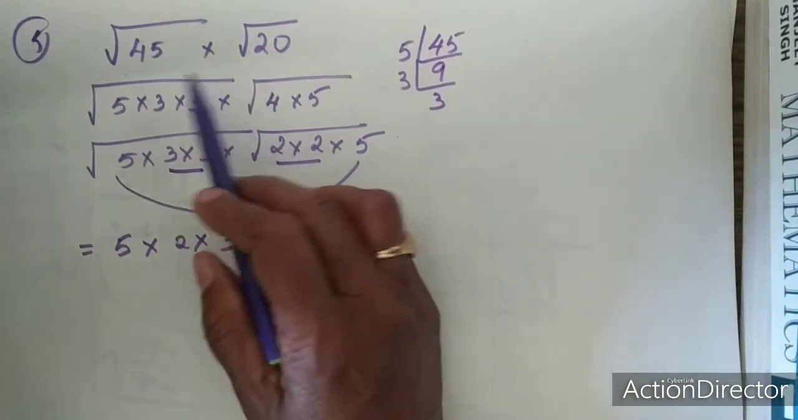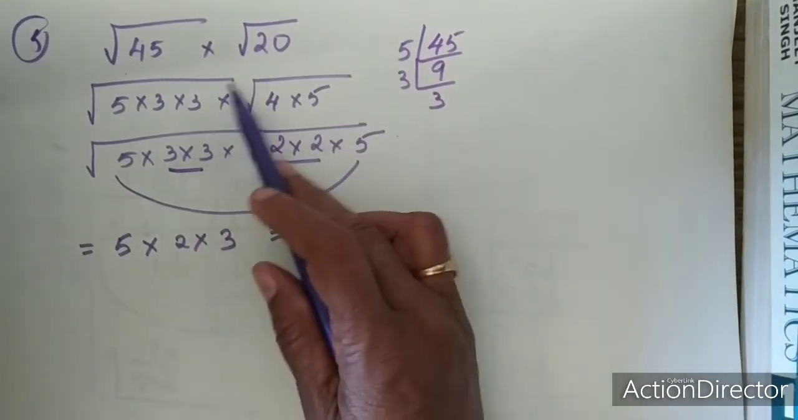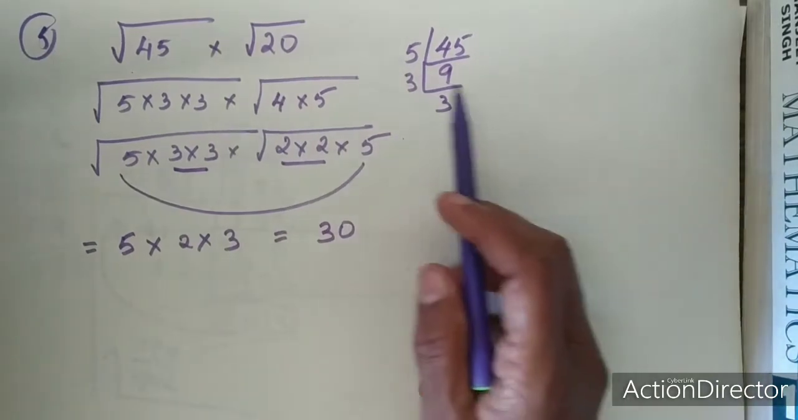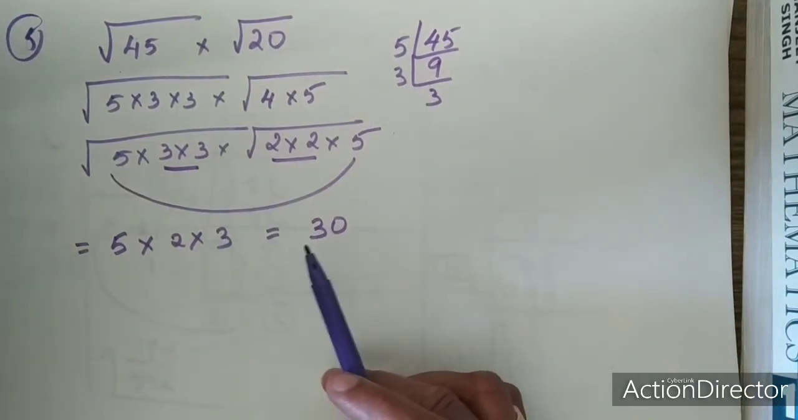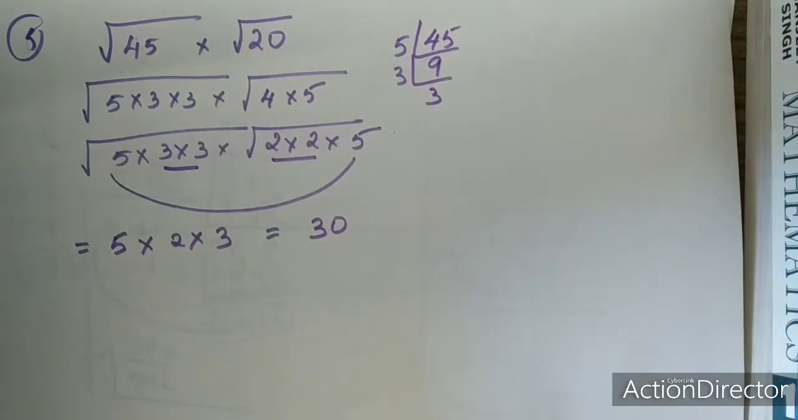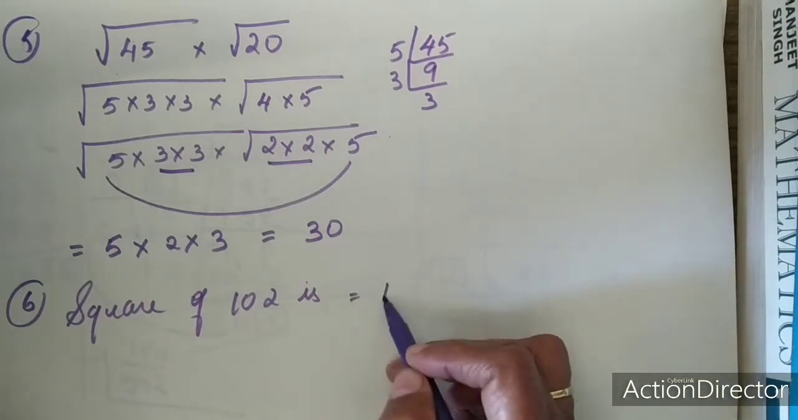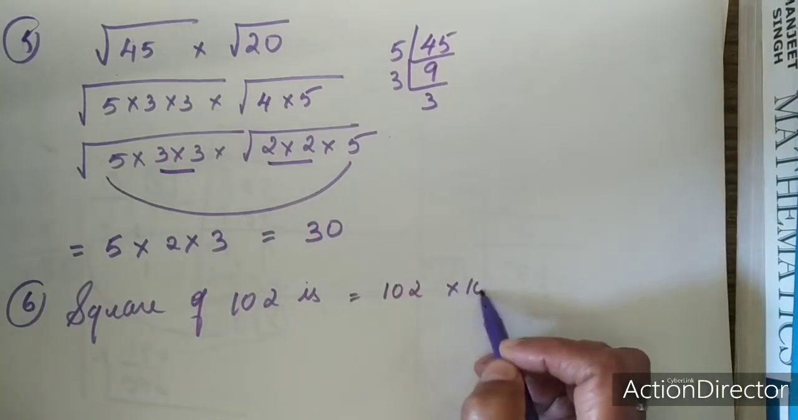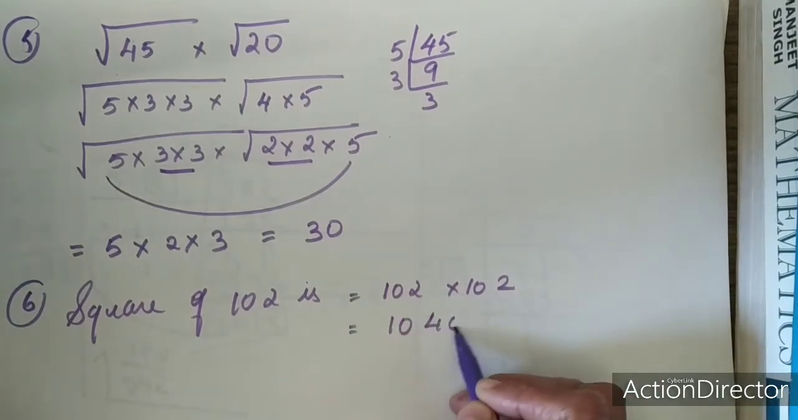So if you want, you can multiply 45 into 20 and then find the square root. You will be getting 900 and then you can do the long division method for 900 also. But this method is very simple. Square of 102. Square means you have to multiply the number 2 times. So it is nothing but 102 into 102, which is equal to 10404.